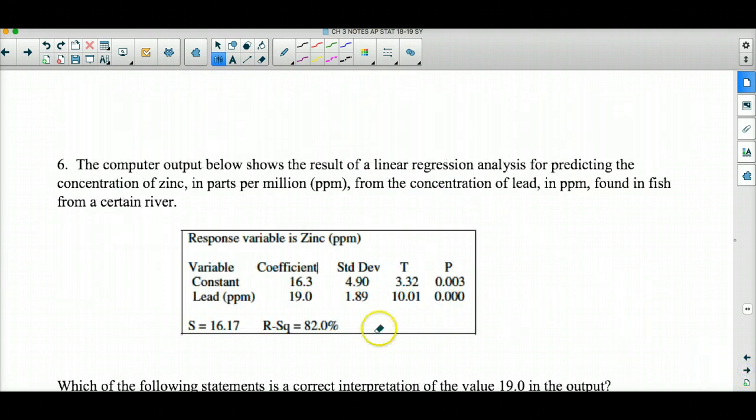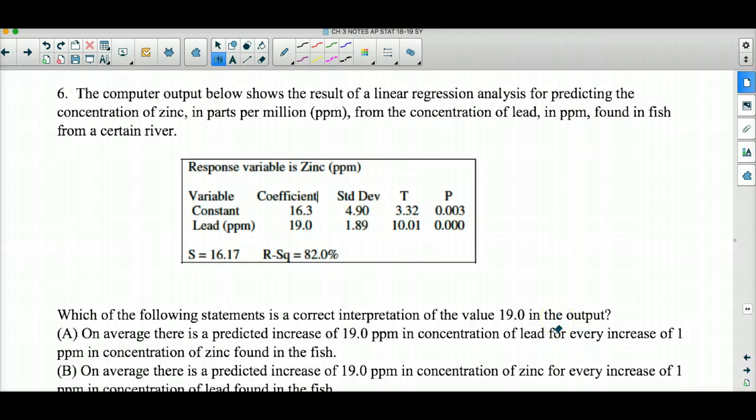All right. The computer output. So in today's PowerPoint, we talked about the computer output. What can we do with all of this stuff? Right now, we can get rid of it. In the spring, we'll learn how to use it, but right now, we don't know anything about it.